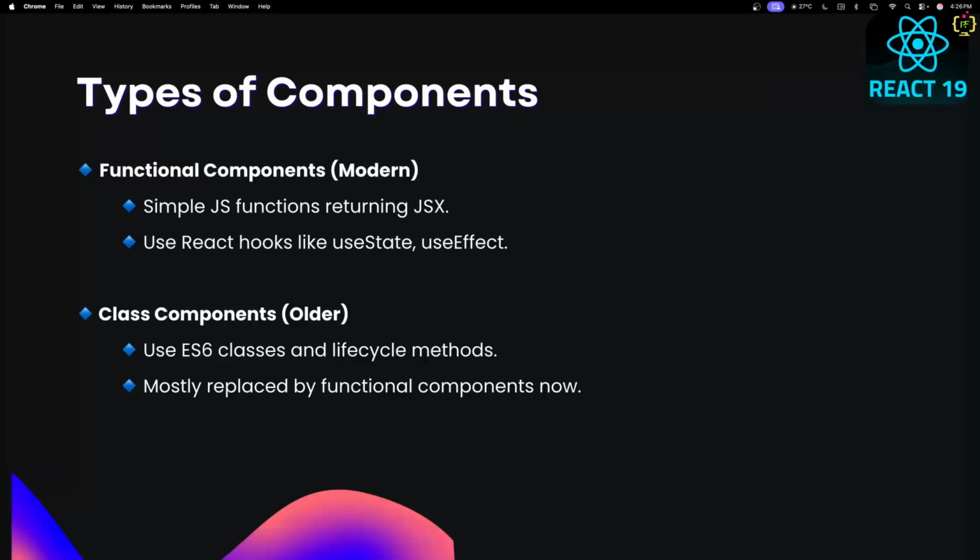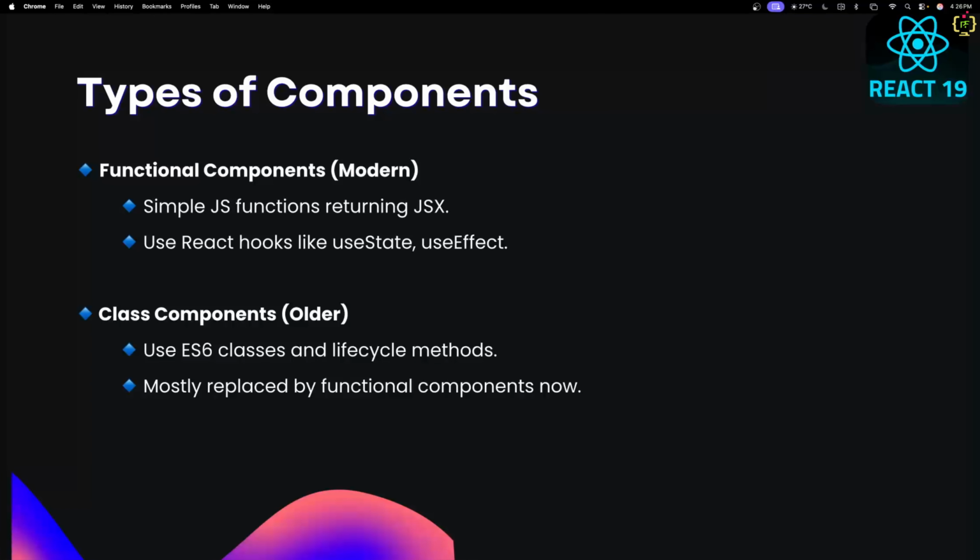A functional component is a simple JavaScript function which will return JSX. So here again, JSX means the HTML inside JavaScript, and we already discussed that in the last video, right? This is the modern way of writing a JavaScript function to be used as a component in React. This has modern support for hooks like useState, useEffect, useMemo and more. Regarding the hooks, we will discuss them in upcoming episodes.